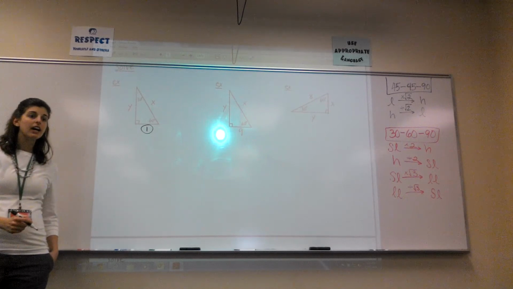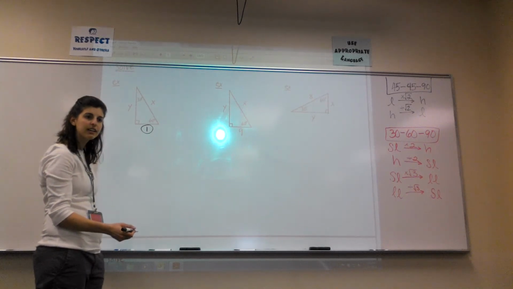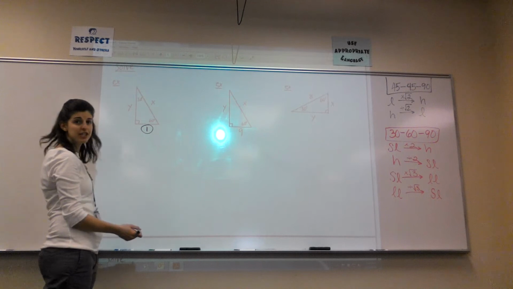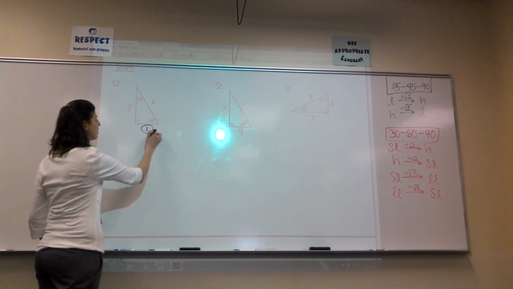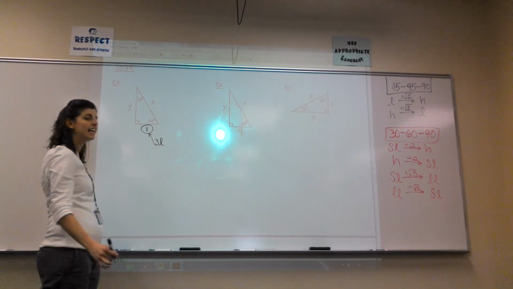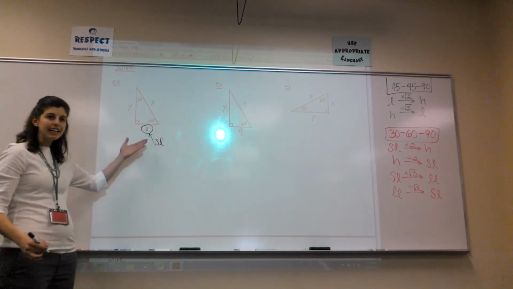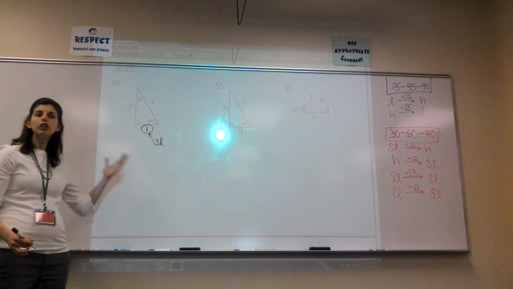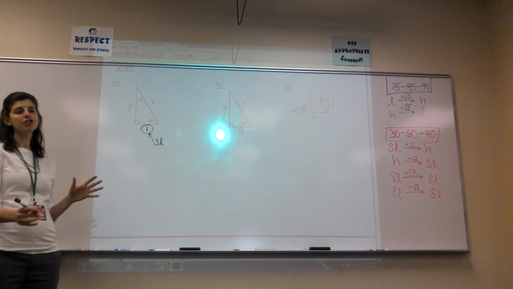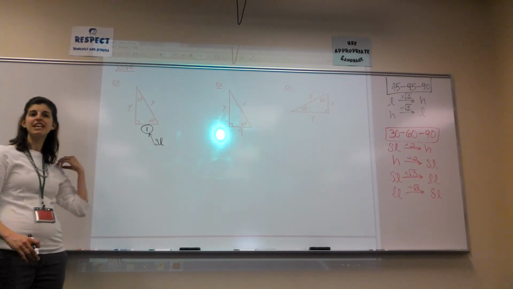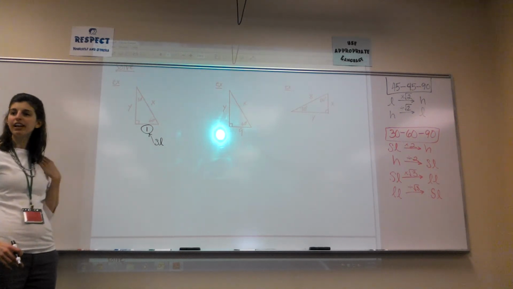Jamie. It's the shorter leg. How'd you know that? Because it's across the 30 degrees. It's across from the 30-degree angle. So that's the short leg. Also, it looks like it's the shortest leg. These will look like they are, if they're drawn to scale, you'll actually be able to tell what the short leg is and what the long leg is.